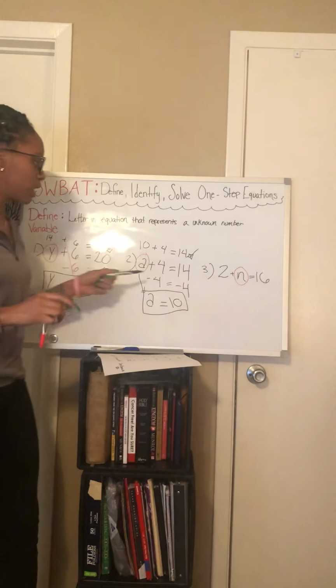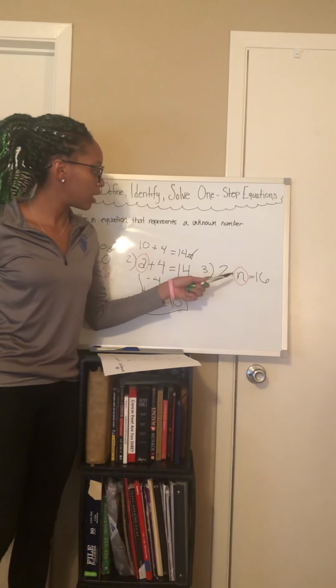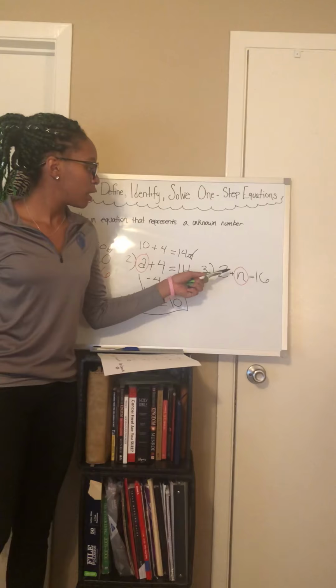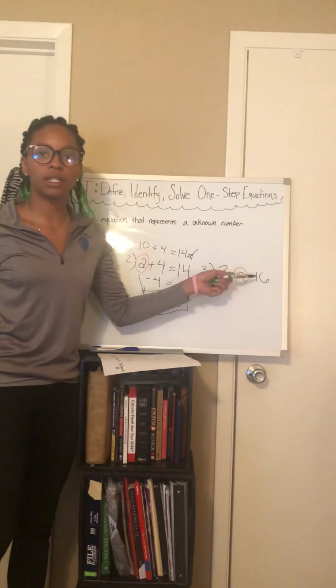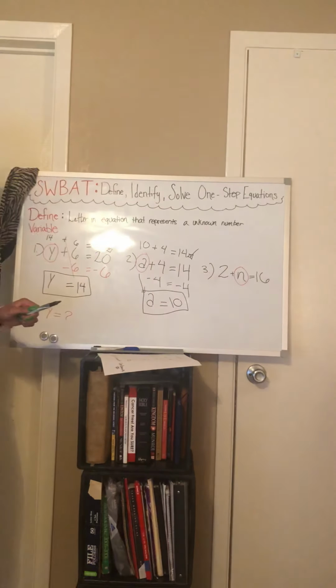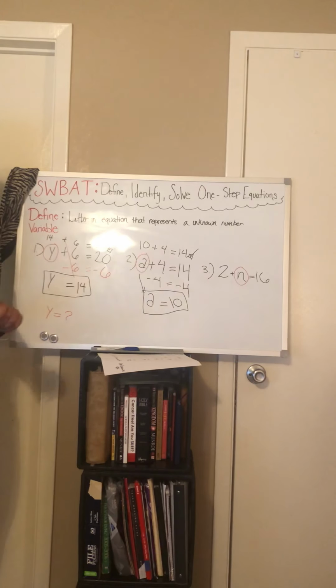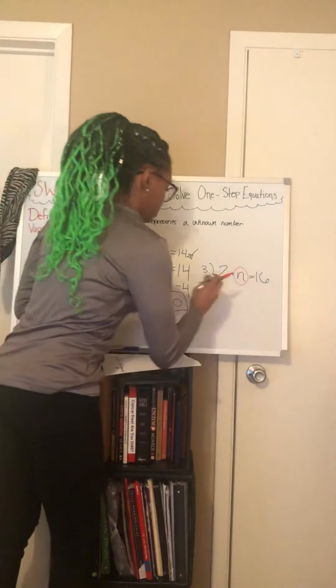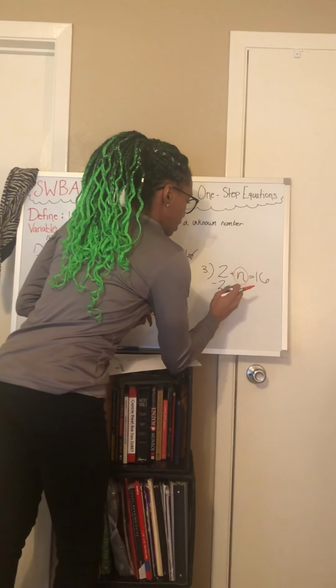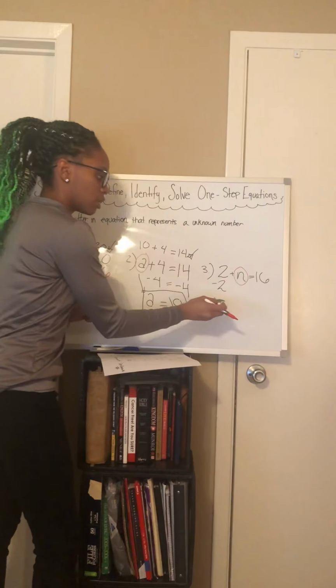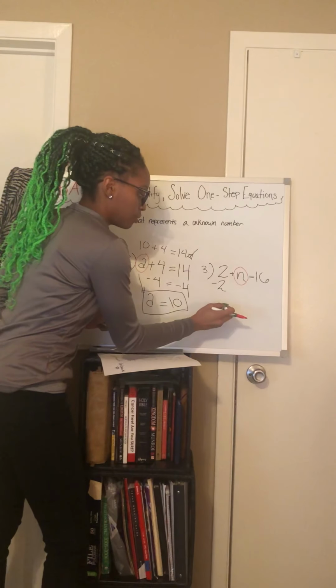Now we look at the equation. What are they giving us? They give us a positive 2, a positive variable equals 16. Okay, so we know the opposite of addition is subtraction. So we want to subtract a 2. On this side of the equation, we know it cancels out. So we drop our variable down here.